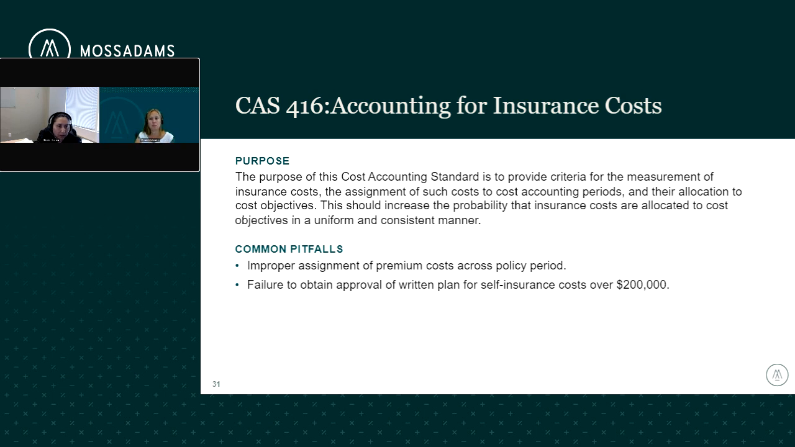And so some of those common pitfalls is to really think through the assignment of the premium costs, if you have those across the policy period, and then failure to obtain a written plan for self-insurance costs over the $200,000. And so that is part of the CAS requirements, that if you have those costs, you really have to have a plan in place that you're expecting these costs to go greater than this dollar value, and then you have to have that approval at some point if it does go over that amount.